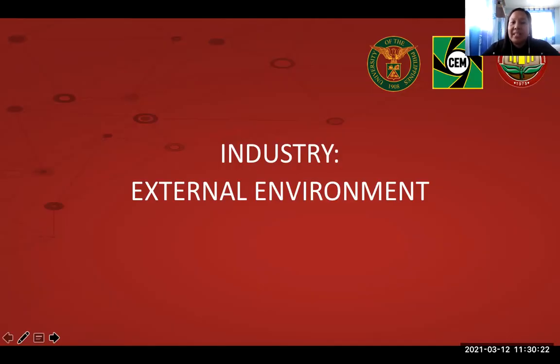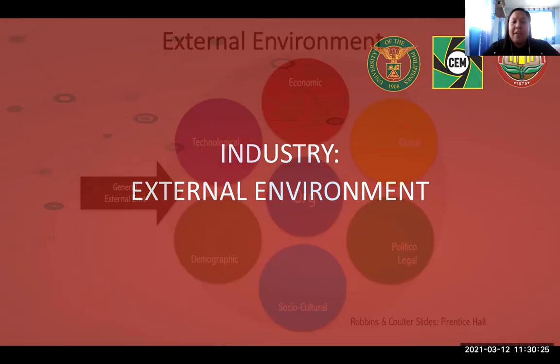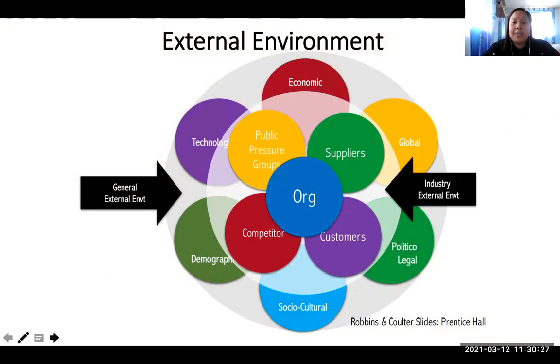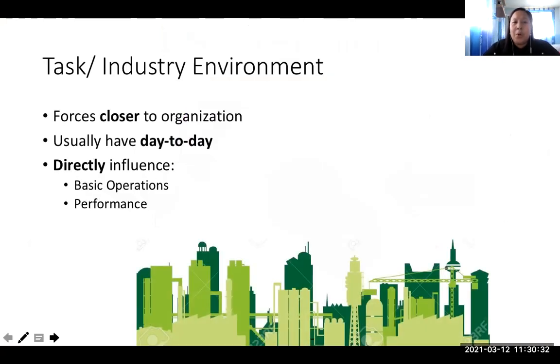So, industry or task environment still part of the external environment, okay? So, we have here the suppliers, customers, competitors, and public pressure groups. So, the task or industry environment are those forces closer to the organization, but they are still part of the external environment because the internal environment or organizations do not have control over them. So, usually, they are the actors that have an impact to the day-to-day activities or operations of the organizations. So, they directly influence the basic operations.